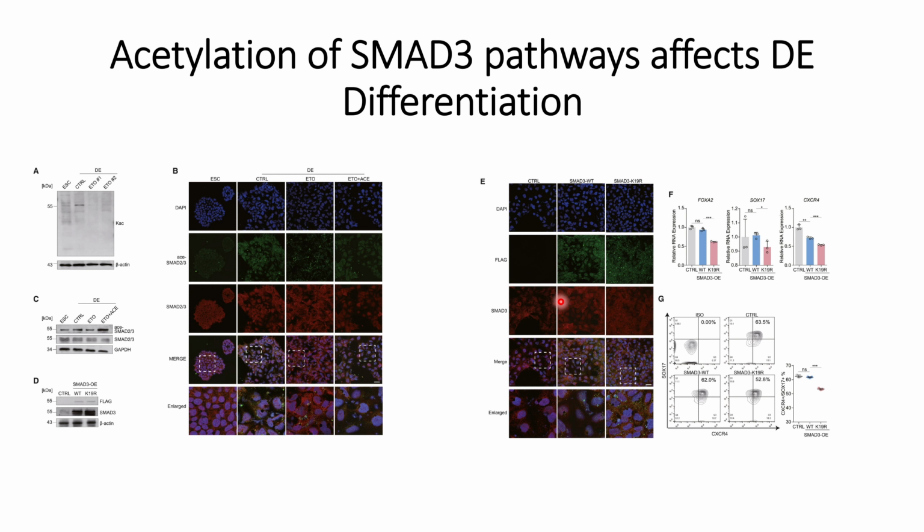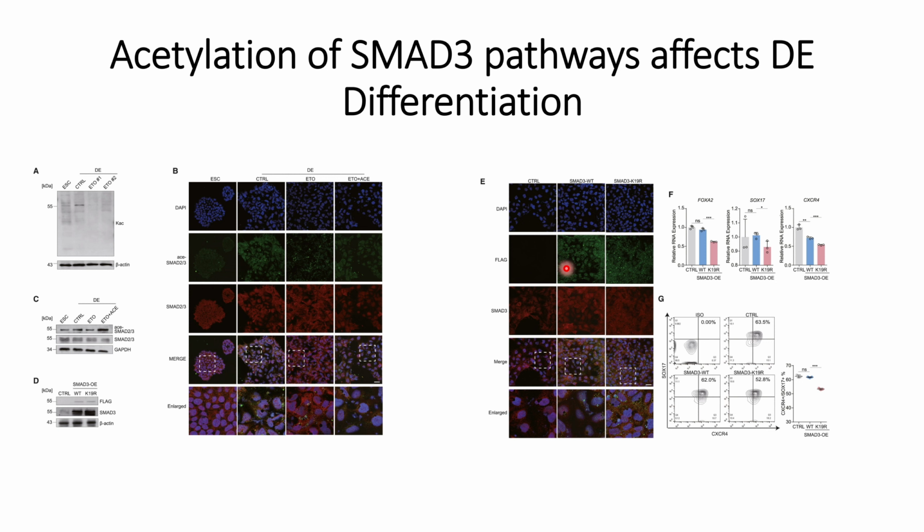In this case, when they do the immunostaining of the wild type SMAD3 and this mutant SMAD3, they can see that in the wild type SMAD3, the amount of this flag, that is acetylated SMAD3, is high compared to the case of this SMAD3 K19 mutant, where the acetylated SMAD3 is reduced. That can be seen here.